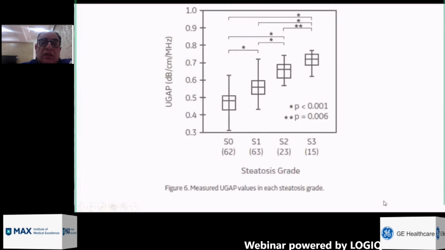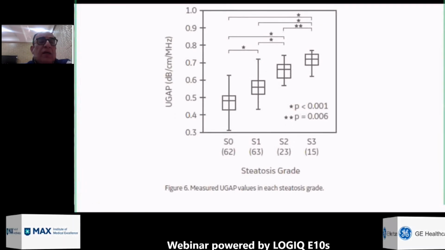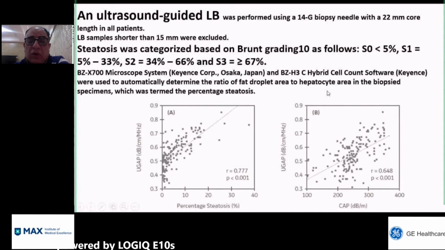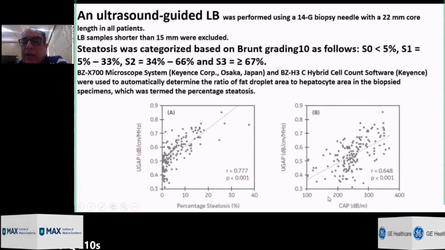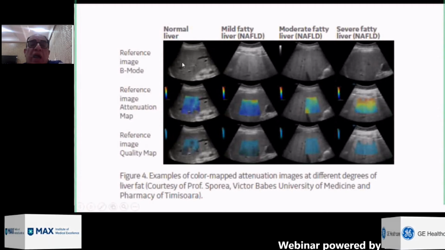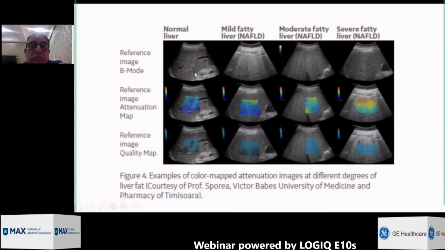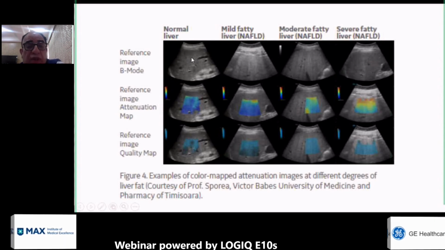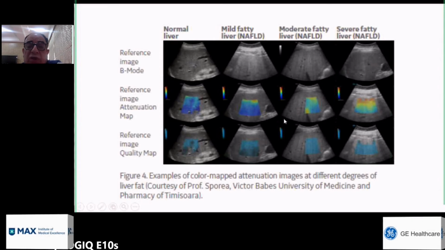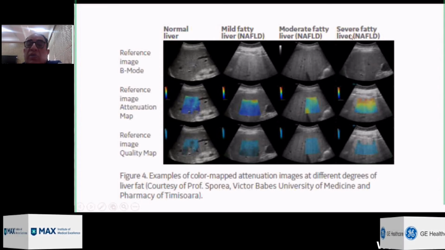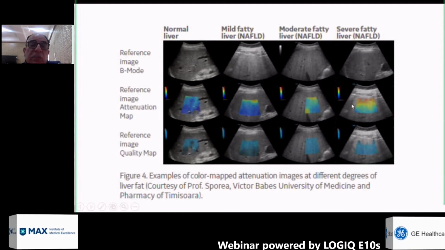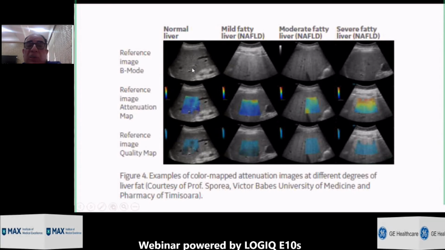And this is the scatter plot. And this was based on the Brunt grading, and I'm sure the clinicians would like to tell us more about this. And it is very similar to what CAP has been doing on the FibroScan technique, except that, again, we have the advantage of 2D imaging, color Doppler imaging, and we know where to put the ROI so that we can avoid the vessels, avoid the tumors, and avoid being close to the liver capsule. And you can see here, this is severe fatty liver disease, which shows a color attenuation like this. If it's homogeneously blue, that's a normal liver, and then moderate fat.